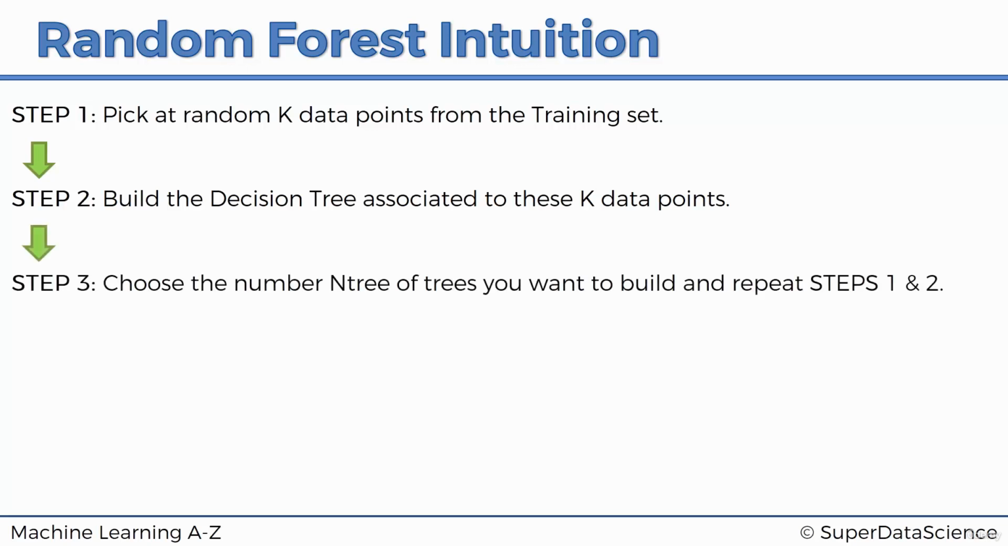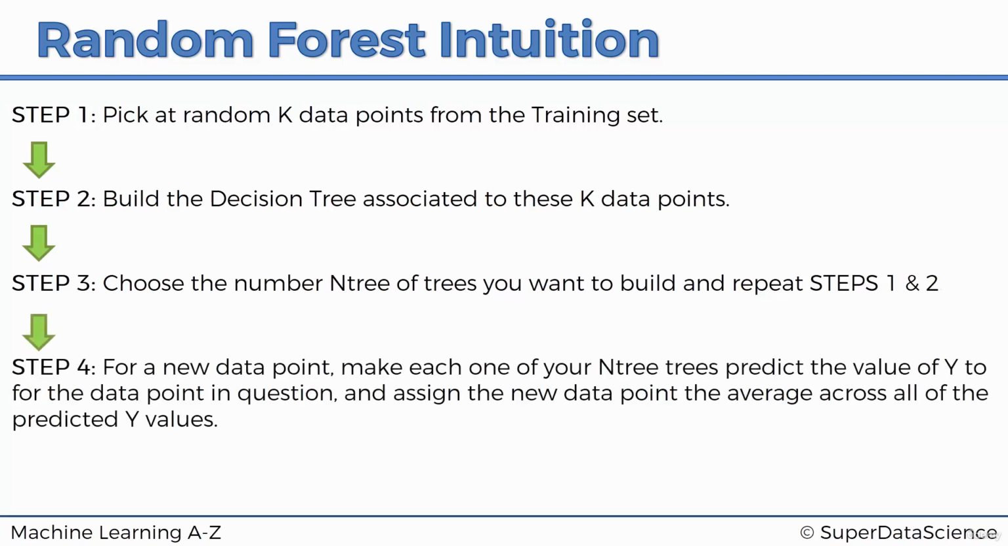Then you choose the number of trees that you want to build, and you repeat steps 1 and 2. So you just keep building and building and building these trees. You're building a lot of regression decision trees. And then finally, you're going to use all of them to predict. For a new data point, make each one of your trees predict the value of y for the data point in question, and assign the new data point the average across all of the predicted y values.